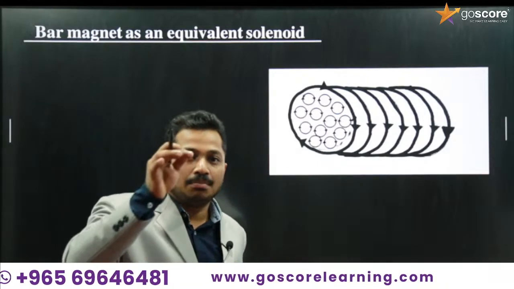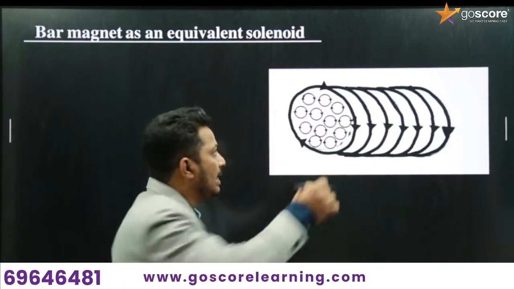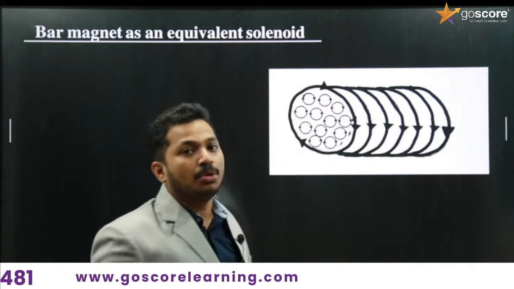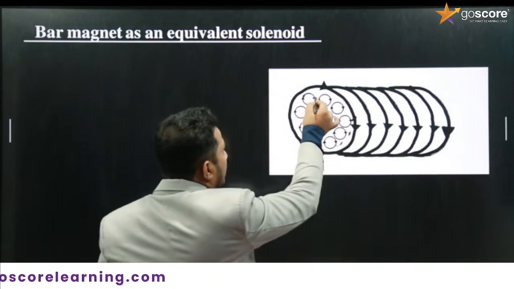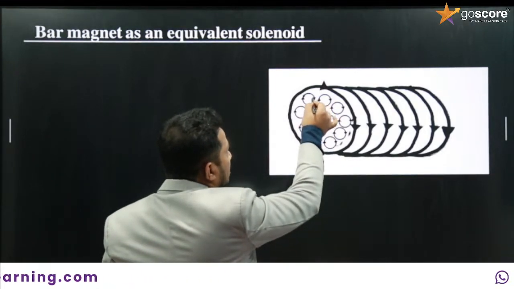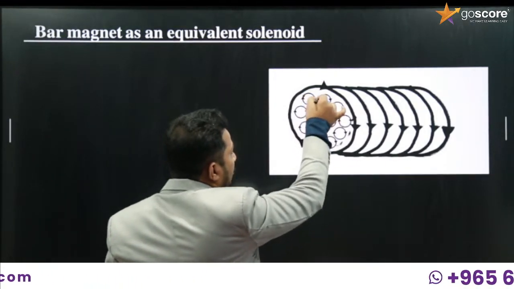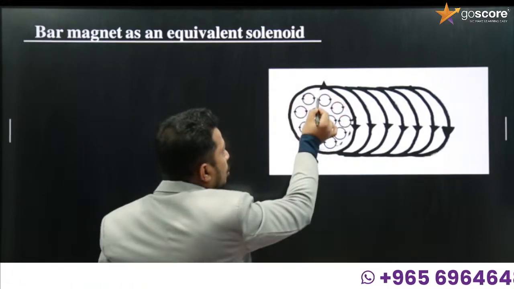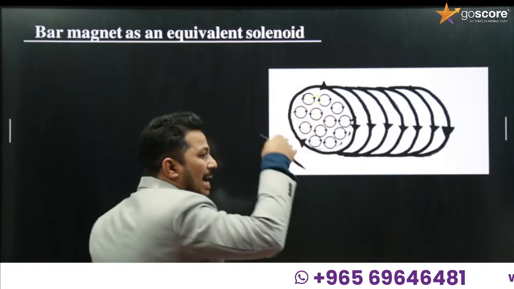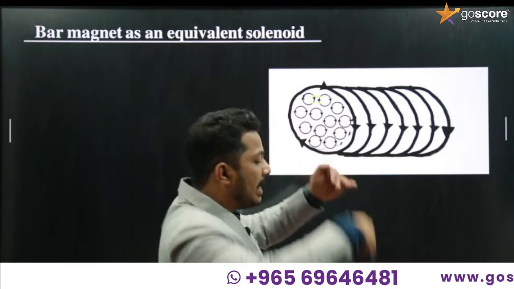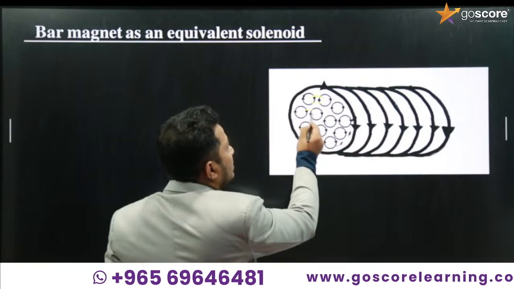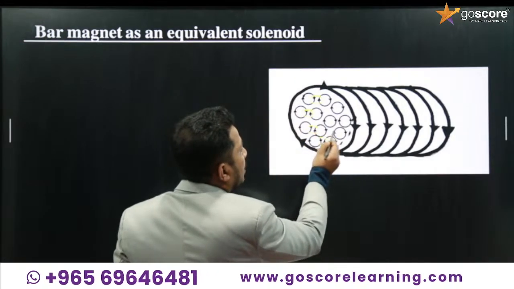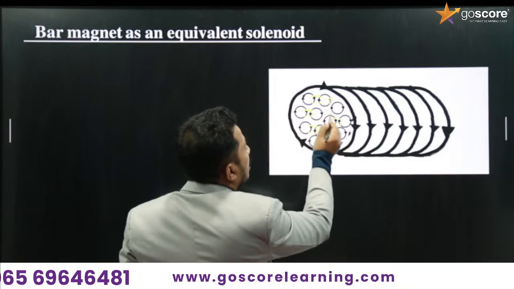And that motion of electrons will be creating circular current. If you see, here in an adjacent pair, this electron is moving in the downward direction, and for this it is in the upward direction. So there will be a cancelling effect. Since they are in opposite directions, the net effect will be zero. All the adjacent pairs will cancel out.